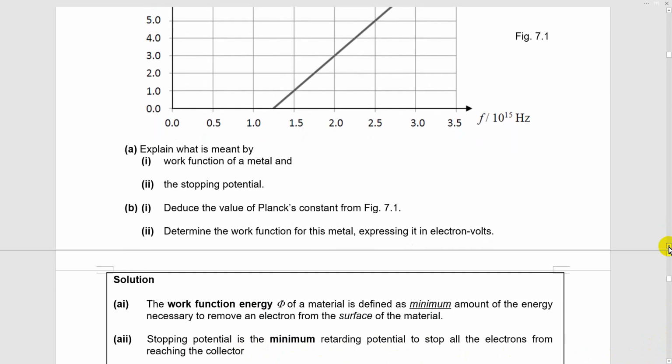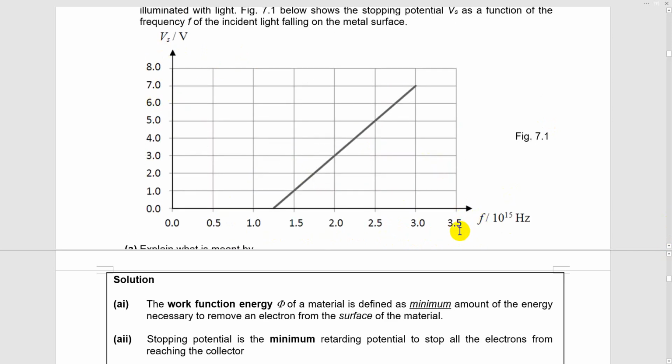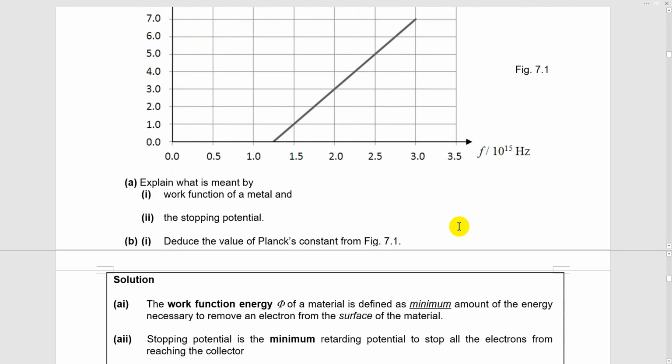Okay, B part 1. From this graph, deduce the Planck constant as well as determine the work function for this metal, and then give the answer in electron volts, eV. Okay, this graph is Vs against f. It's about the photoelectric effect experiment.